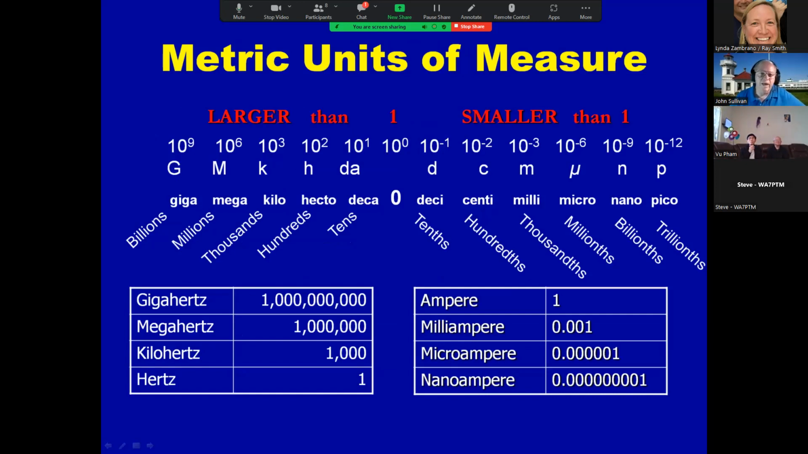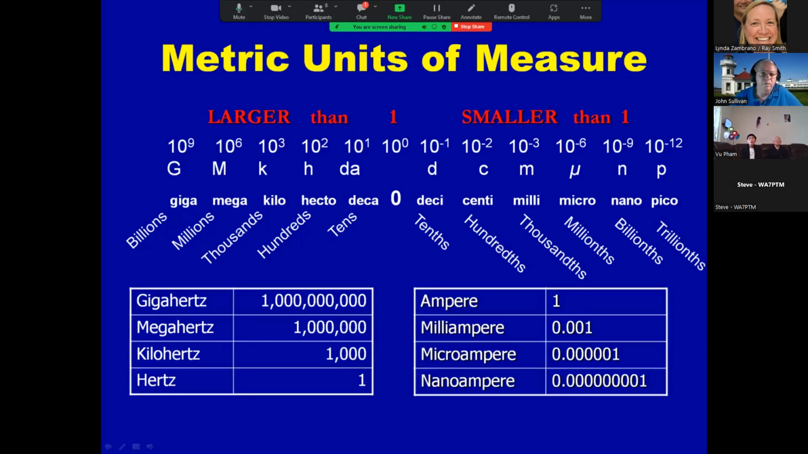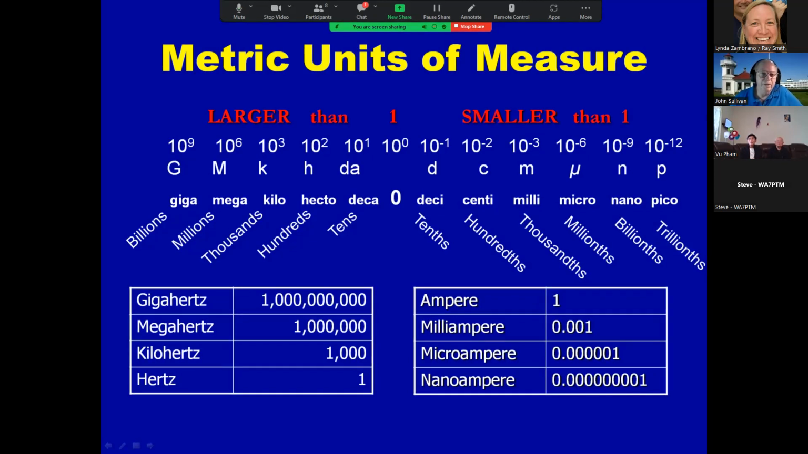Now, when we take a look at the numbers themselves for these measurements, you can see how everything's in powers of 10. So if we're talking about things larger than 1, for instance, hertz on the left, we've got 1 hertz. A kilohertz would be 1,000 hertz. Megahertz is 1,000,000 hertz, and a gigahertz would be 1,000,000,000 hertz.